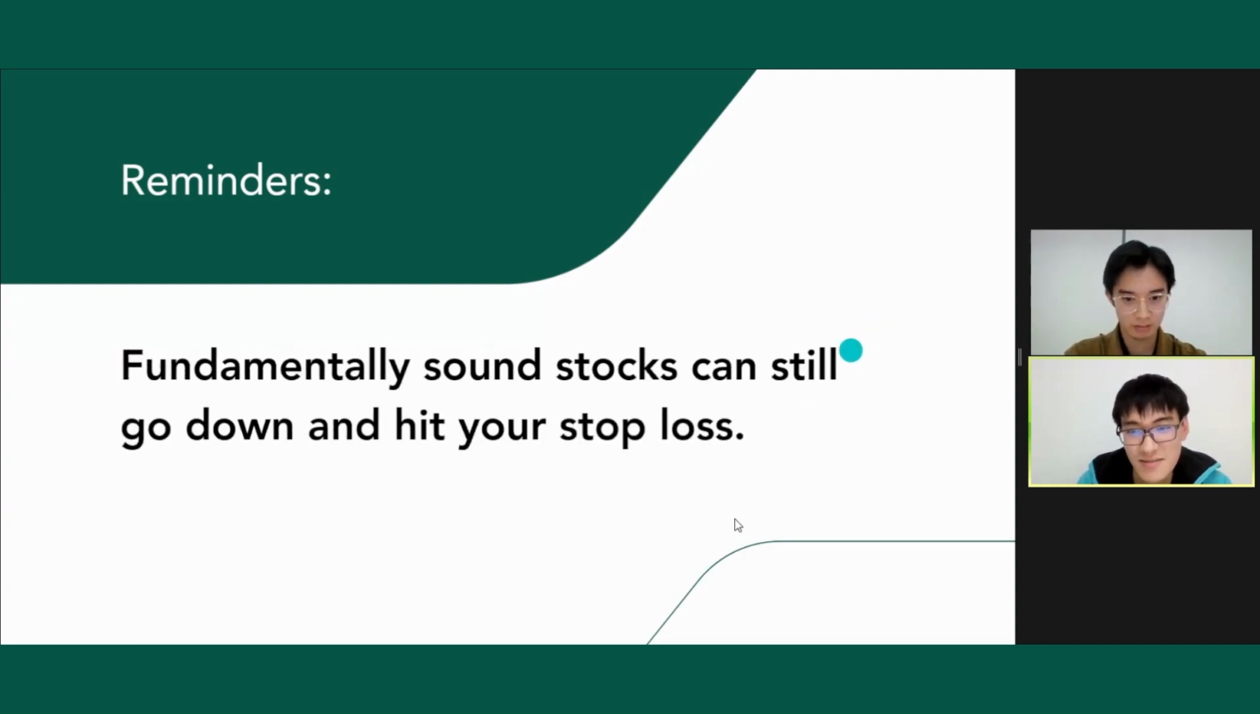Fundamentally sound stocks can still go down and hit your stop loss. Like for example, SM, right? Even though it's a blue chip, if it hits your stop loss, you gotta exit, because no matter how fundamentally sound the stock is, if you're trading it and it hits your stop loss, you get out. That's how it works if you're trading, right? This is different from long-term investing, which is a different approach. But if your objective is really just trading, like following the trend, then once it hits your stop loss, no matter if it's Jollibee, SM, Ayala, whatever fundamentally sound stock, you gotta get out.